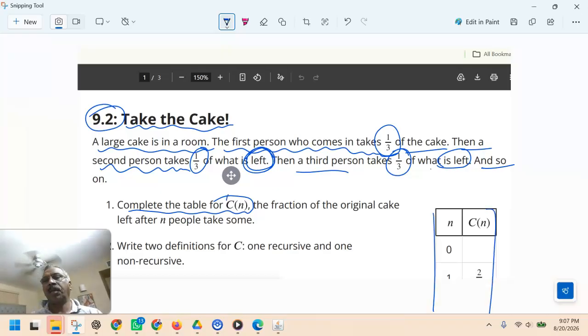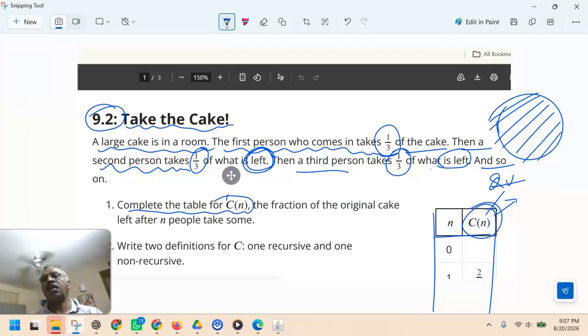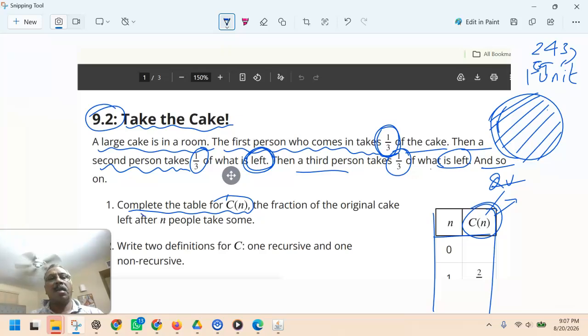So you have a table here, C. What does C stand for? C is how much quantity of cake remaining, or the area of the cake remaining. The full cake in the beginning is like 1 unit. We don't know exactly how much the area is. It could be like 243 maybe square inches. And then we go on making three pieces because there's one third. So, complete the fraction of the original cake left.